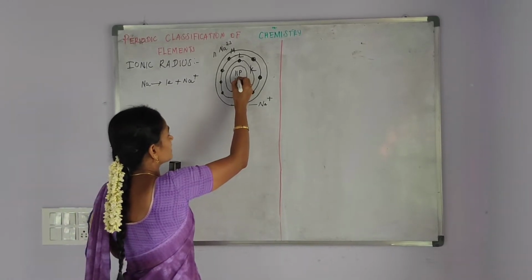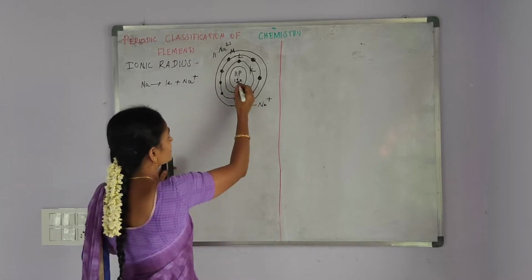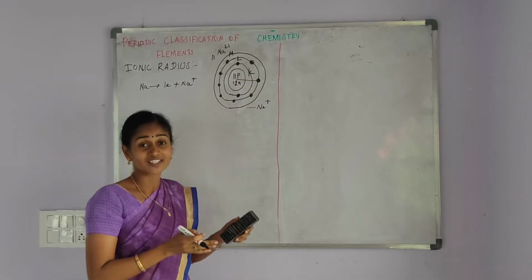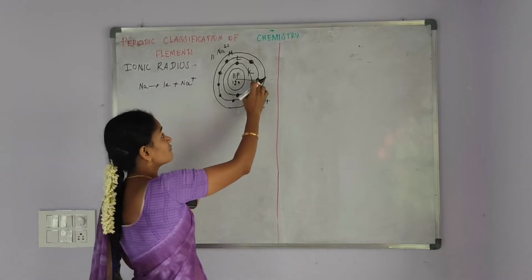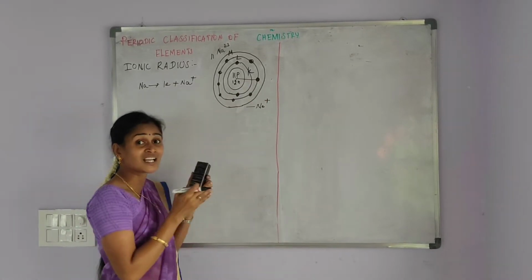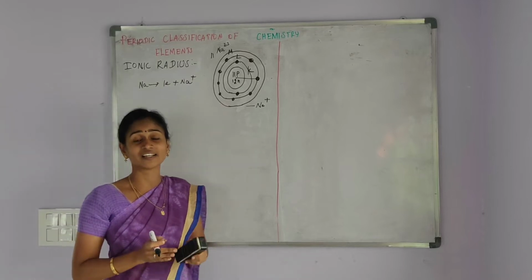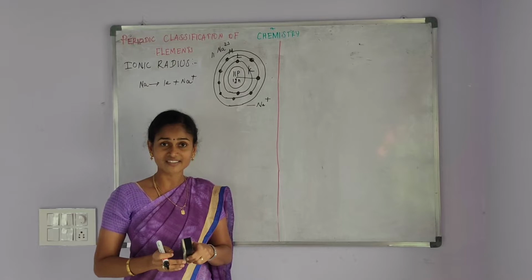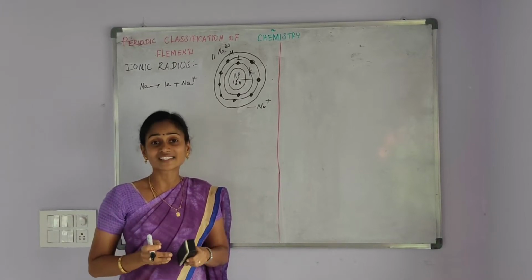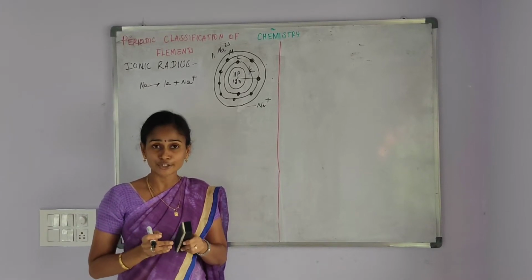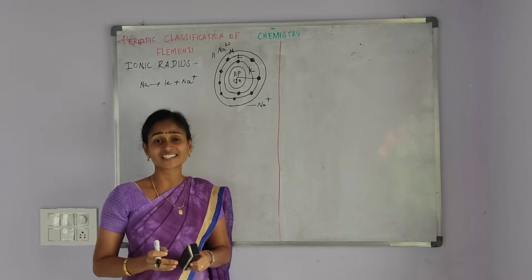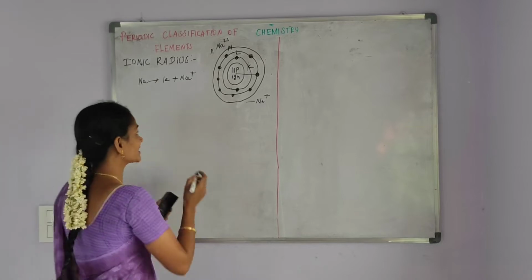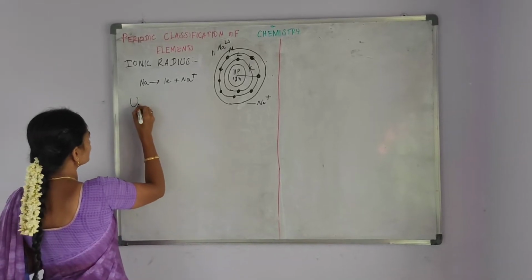So, the distance from the center of the nucleus up to the point which the nucleus provides its force of attraction on the electron cloud of the ion is called ionic radius. I am repeating, ionic radius is defined as the distance from the center of the nucleus up to the point which it exerts its influence on the electron cloud of the ion.